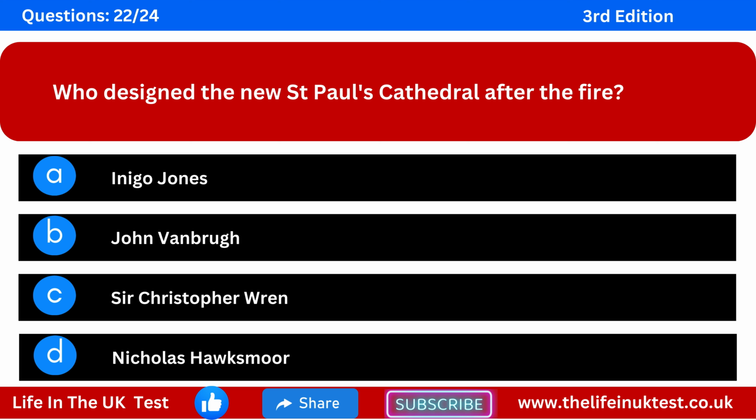Who designed the new St. Paul's Cathedral after the fire? Option A, Inigo Jones. Option B, John Vanbrugh. Option C, Sir Christopher Wren. Option D, Nicholas Hawksmoor.